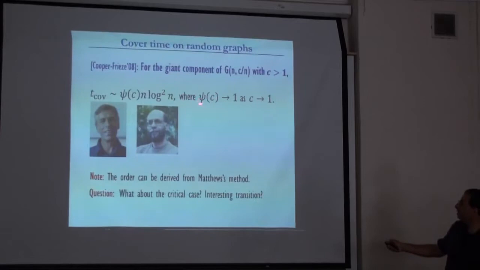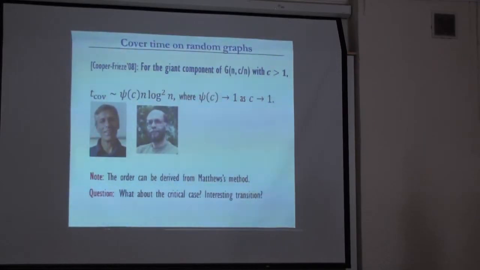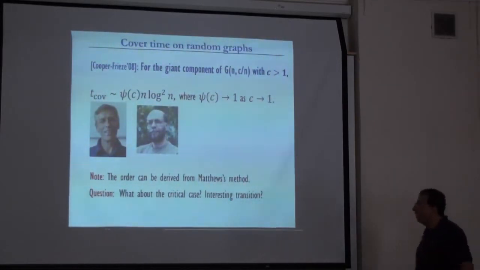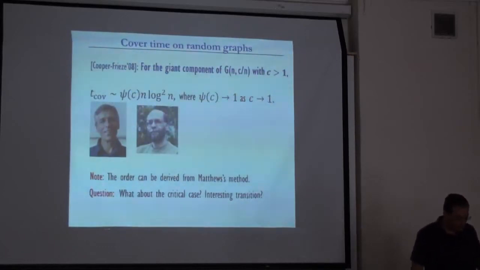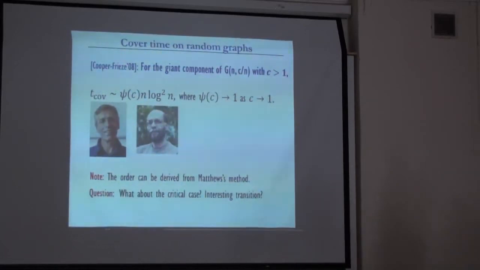So this might suggest to you that if you take the constant here equal 1, you'll get a cover time of n log squared n. But this interchange of limits should be viewed with suspicion, and in this case it's actually wrong. In the critical case, it turns out that the critical random graph, the largest component is very close to a uniform random tree on n to the 2/3 vertices, and the cover time really has different asymptotics.